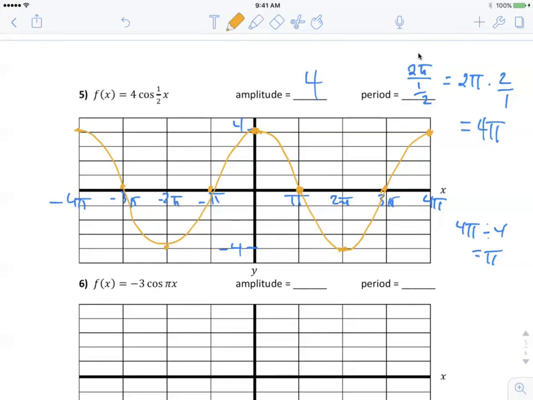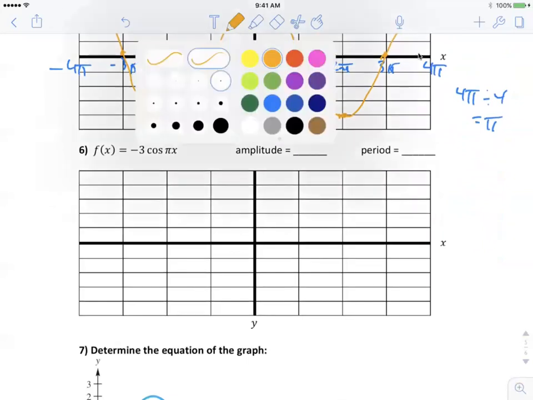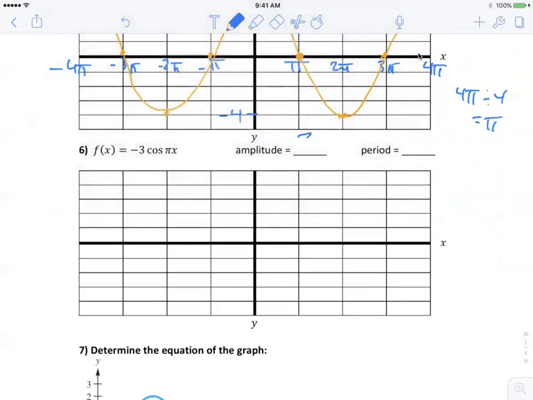Okay, continuing on, how about number 6 here? We'll try one more. We have a negative cosine. So the amplitude is that 3 out front, just positive 3. The period is 2 pi divided by b, which in this case, the b is pi. Here, the pi's cancel, the period is just 2. So if you have a pi as a factor of your x, that's going to cancel, and so your period is going to be a nice whole number or a fraction, but it won't have pi in it, right?